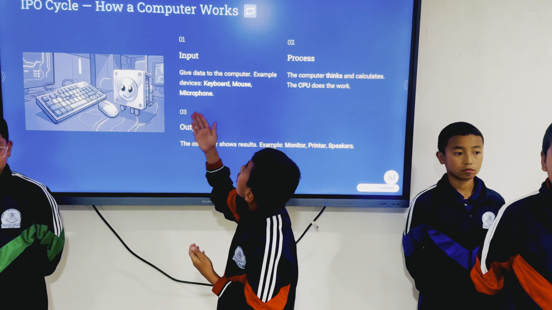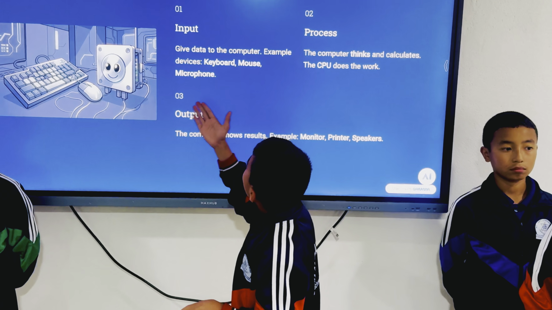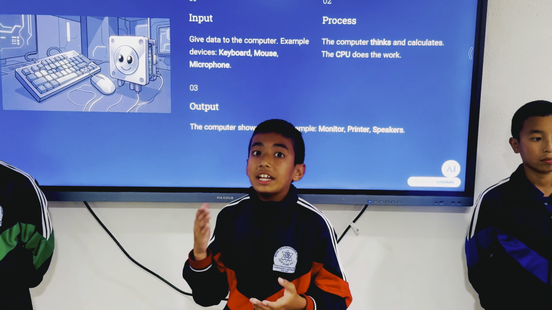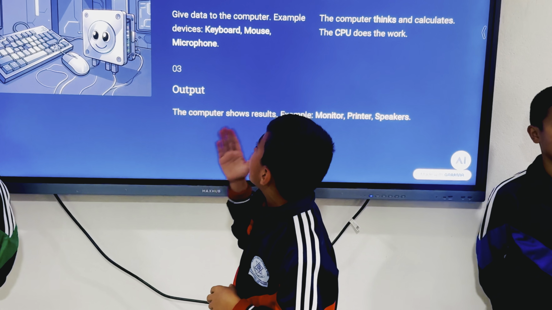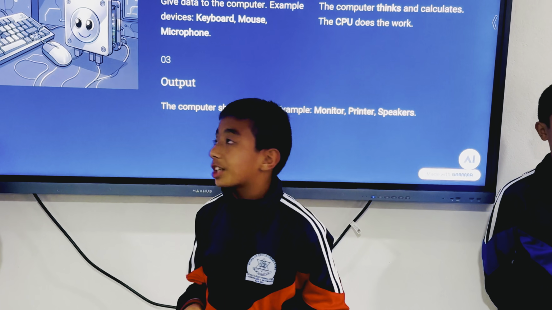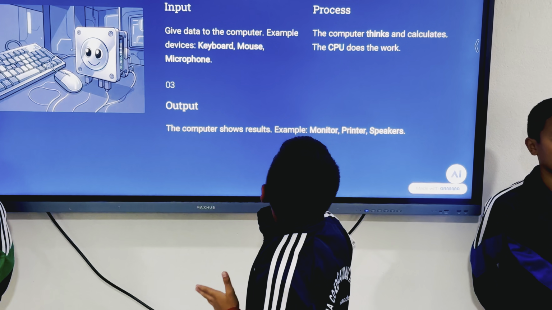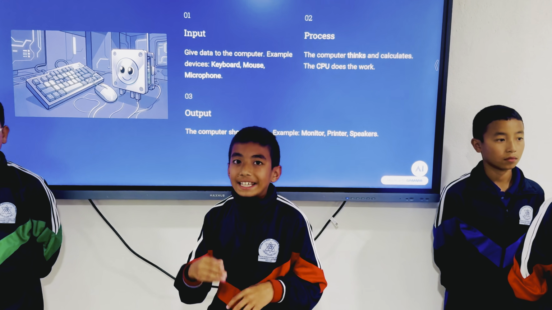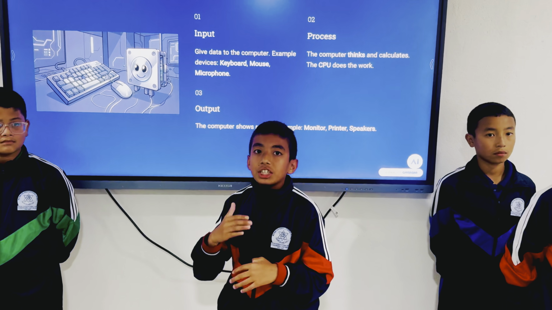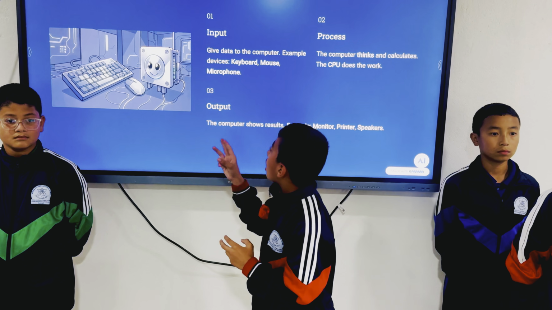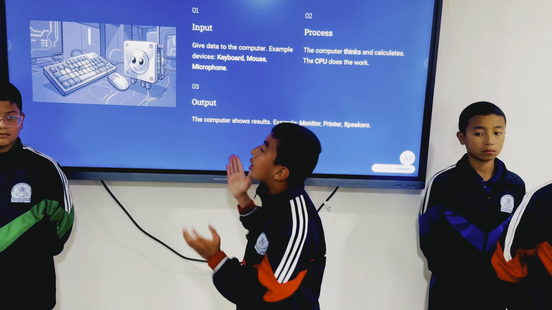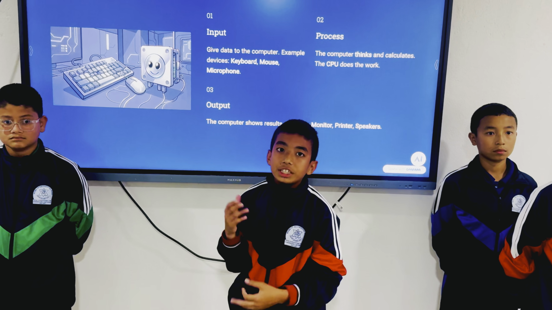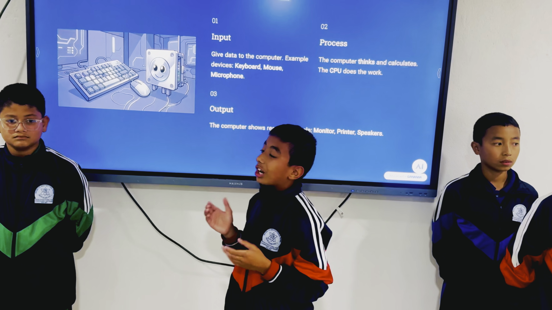IPO cycle. How a computer works. Number one, input: give data to the computer. For example, keyboard, mouse, microphone. Second, process: the computer thinks and calculates. The CPU does the work. Third, output: the computer shows the result. For example, monitor, printer, speaker. It means the computer will show the result.